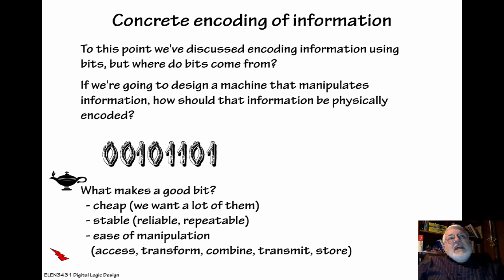And they should have some ease of manipulation. In other words, we need to be able to access them. We want to transform them. We want to combine them. We want to transmit them. And we also want to store them. Because remember, we've looked at encoding, and those bits represent information.